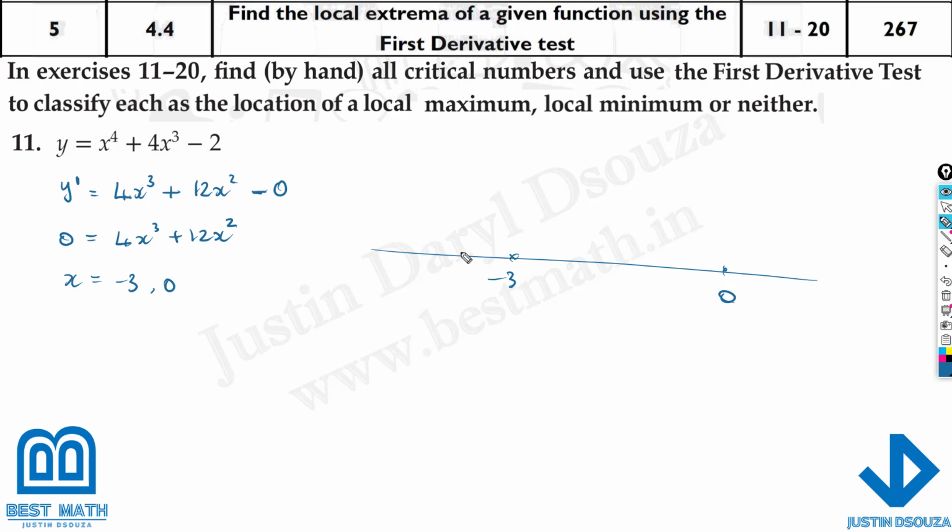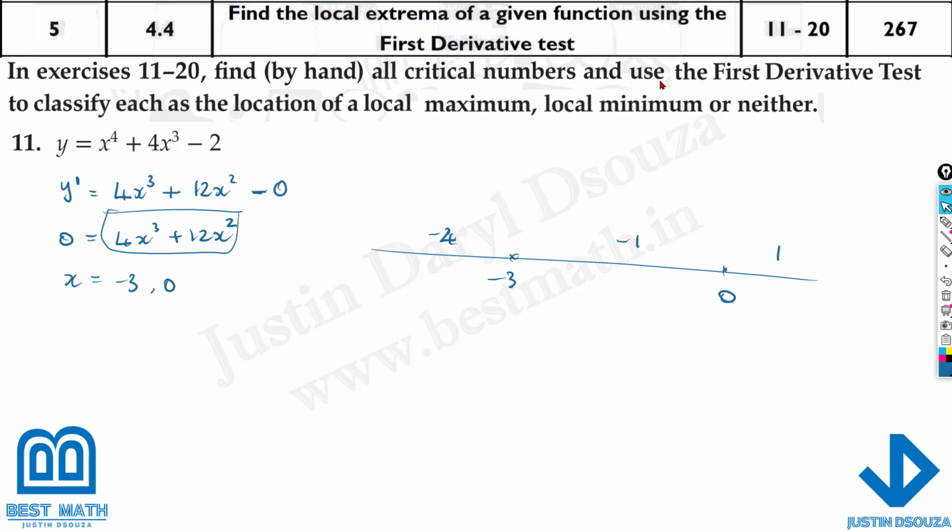Now, in order to find increasing and decreasing functions, we choose a test value from here and put it in the derived equation. That's over here, this one. So I'll choose -4, which is less than -3. Over here, I'm going to choose values of -1 and 1. Then I'm going to substitute them in this equation, the derived equation.